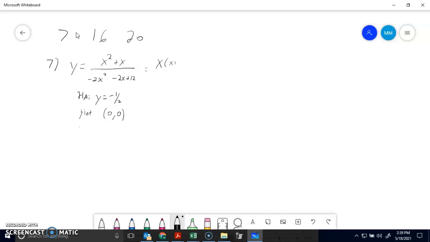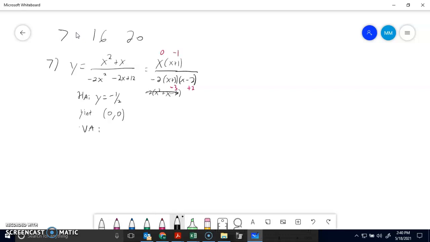Now we need to factor this. I'm going to take a GCF of x out, and I'm going to take a negative 2 out. When I take negative 2 out, I'm left with x squared plus x minus 6, which factors into x plus 3 and x minus 2. So those are my factors. No factors are shared, so there's no hole. The zeros in the denominator are negative 3 and positive 2, and in the numerator 0 and negative 1.